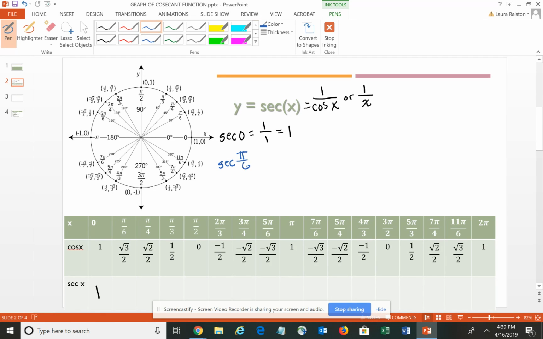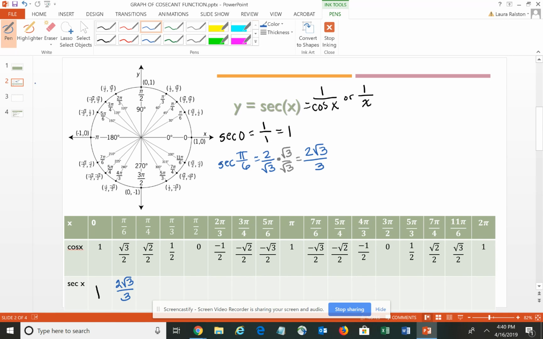With the secant of pi sixths, it would be the reciprocal of the square root of 3 over 2, which becomes 2 over the square root of 3. But we know we can't leave that radical in the denominator, so we have to rationalize the denominator by multiplying by the square root of 3 over the square root of 3, which ultimately gives us 2 square root of 3, all divided by 3. If you converted that to a decimal, that's going to be approximately 1.15.